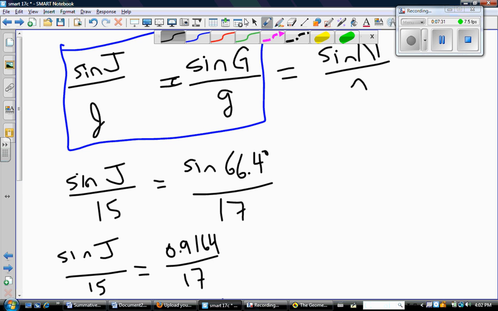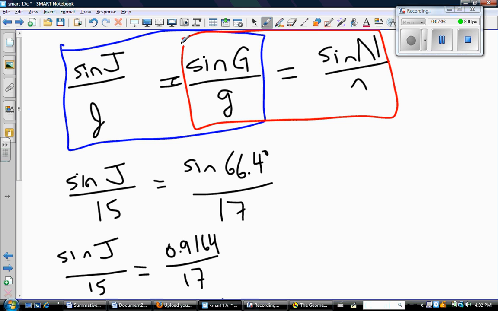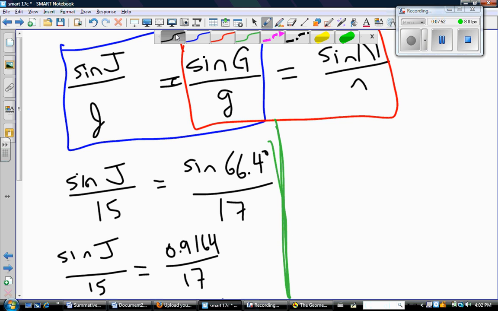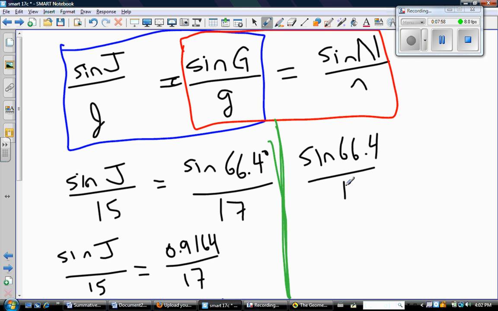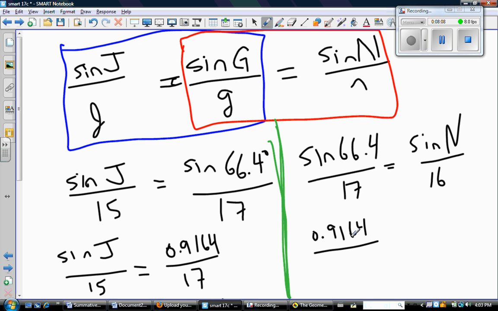Certainly, if you're confident in your math, since it's the third missing angle, you could just use the 180 rule about the sum of the angles in a triangle. But I'm instead going to use that as a check, and I'm going to use the sine law again and calculate it the long way, and then I'll double check that I'm right using the 180 rule. So again, sine g over side g is sine n over side n. So sine of 66.4 right there.